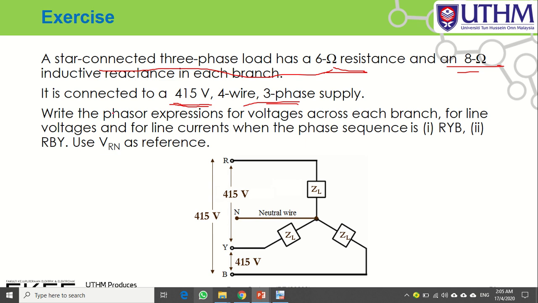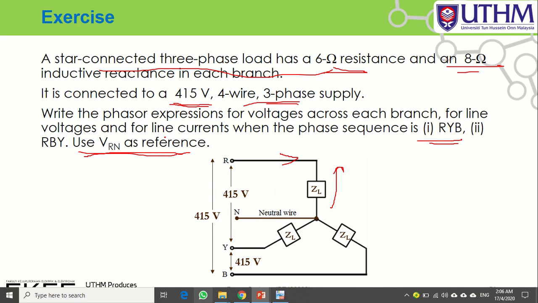So write the phasor expression for the voltages across each branch, for the line voltages, and for the line currents when the phase sequence is RYB, which means that you need to calculate the voltage of each branch and the line current for each branch. Number one, you assume the RYB sequence, and then you determine voltage and current. You determine IR, IY, IB, VRN, VYN, VBN for the RYB sequence, and then you repeat again for the RBY sequence, the negative sequence. You use VRN as a reference. Commonly we use VRN as a reference. So you can try by your own and solve this exercise.